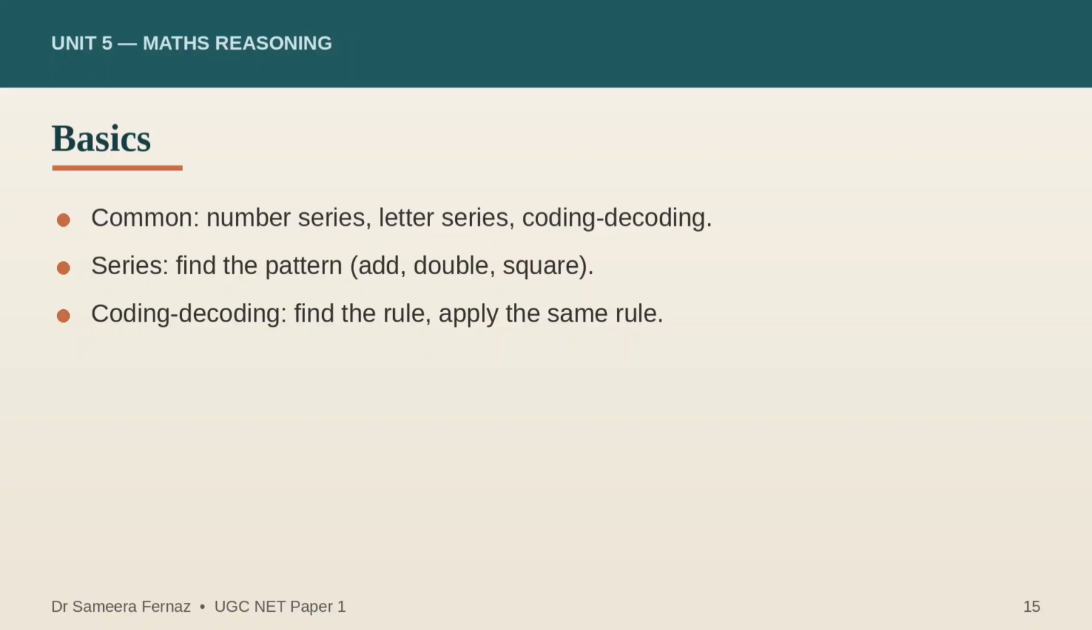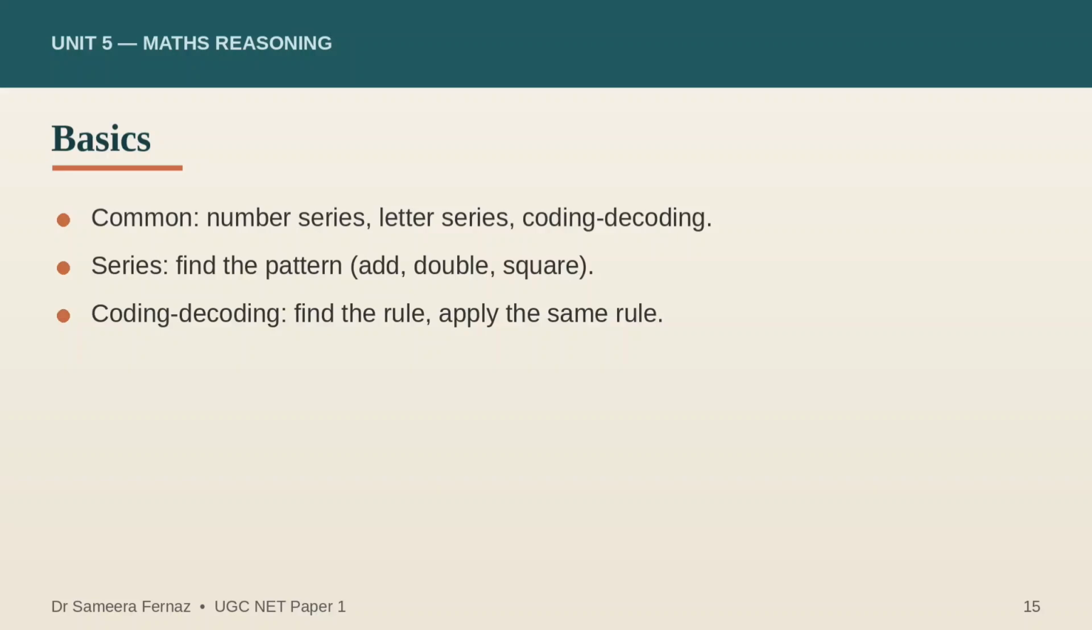Practice a few series questions every day. In coding decoding, every letter is changed by a fixed rule. For example, if A becomes C, then the rule is add 2. So if B becomes D and C becomes E, just find the rule and apply the same rule to the answer. Is that simple? All of you, is it simple, right?